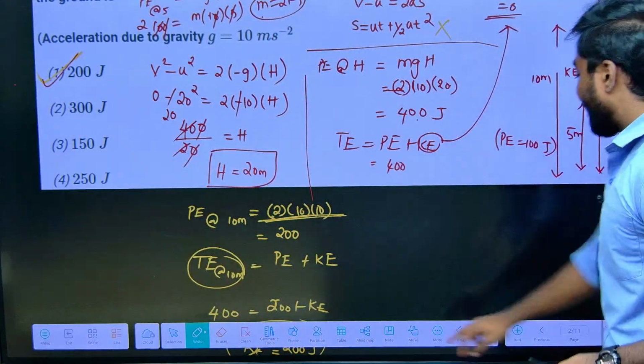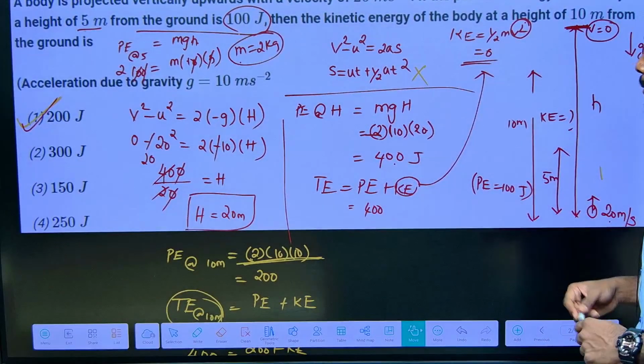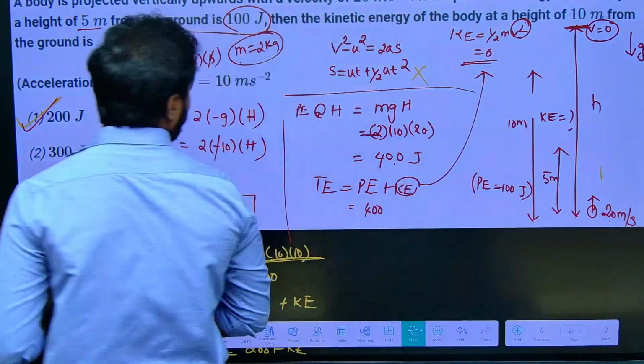Okay. So try to analyze that equation. Okay. You will get the answer properly. Okay. You can take a look at this question and we can go for the next one.